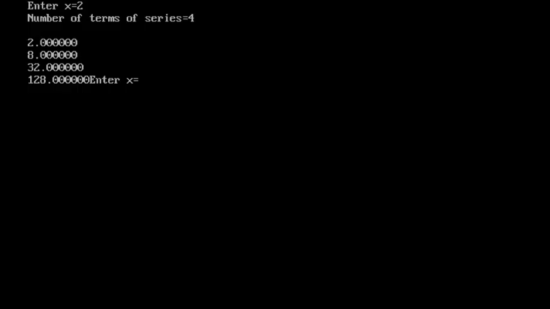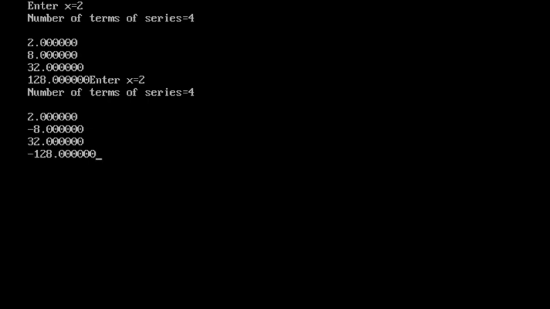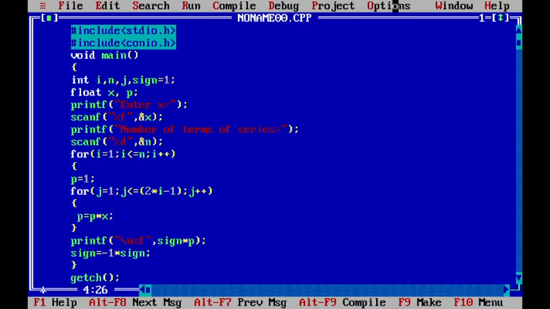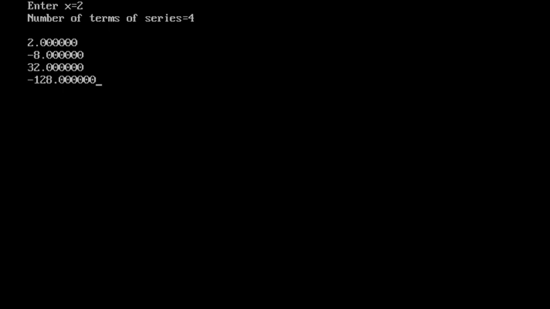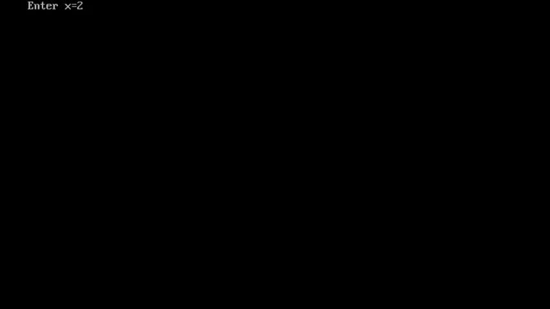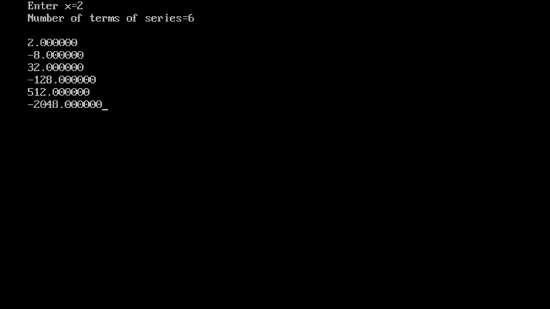If we run one more time, 2 and number of terms say 4, you can see the first term is positive. First, clear the previous output. Now if you run and enter x is equal to 2 and number of terms say 4, you can see alternate positive negative signs. That is 2 raised to 1, then 2 raised to 3, 2 raised to 5 and 2 raised to 7. First term is positive. If we run one more time, say 2 and number of terms say 6, you can see the first term is positive, then negative, positive, negative, positive, negative.